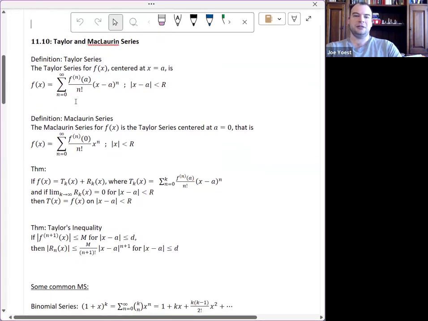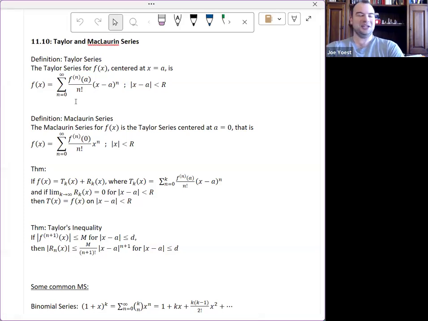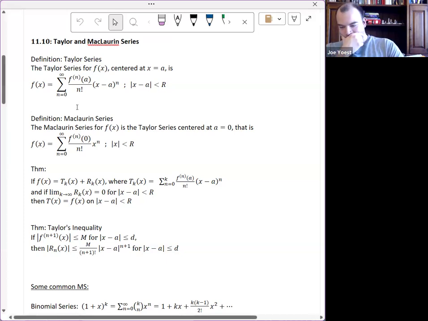Okay, so continuing on with 11.10, which it always irks me to say in a math book that 11.10 comes after 11.9, but it is what it is. So, Taylor and Maclaurin series. Just recall the definitions of Taylor and Maclaurin series.